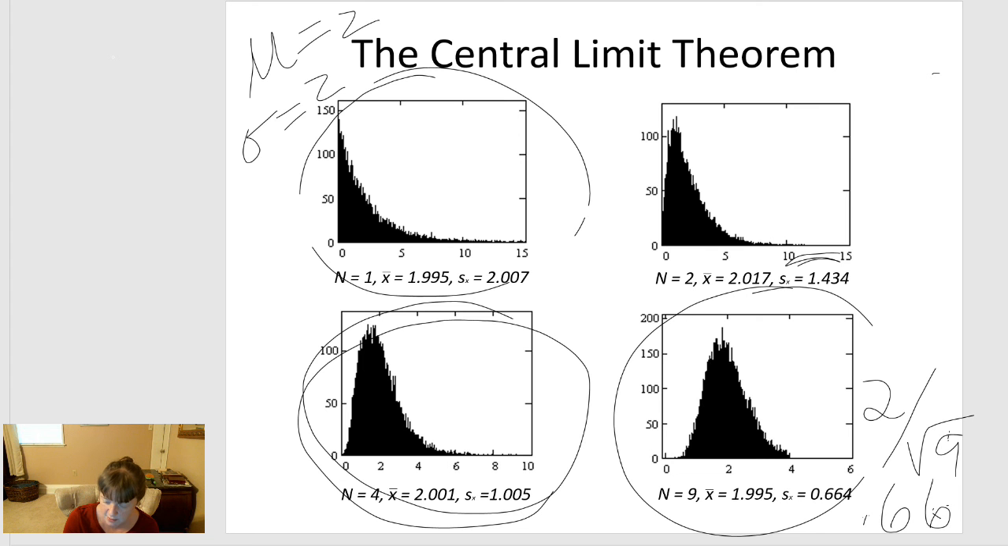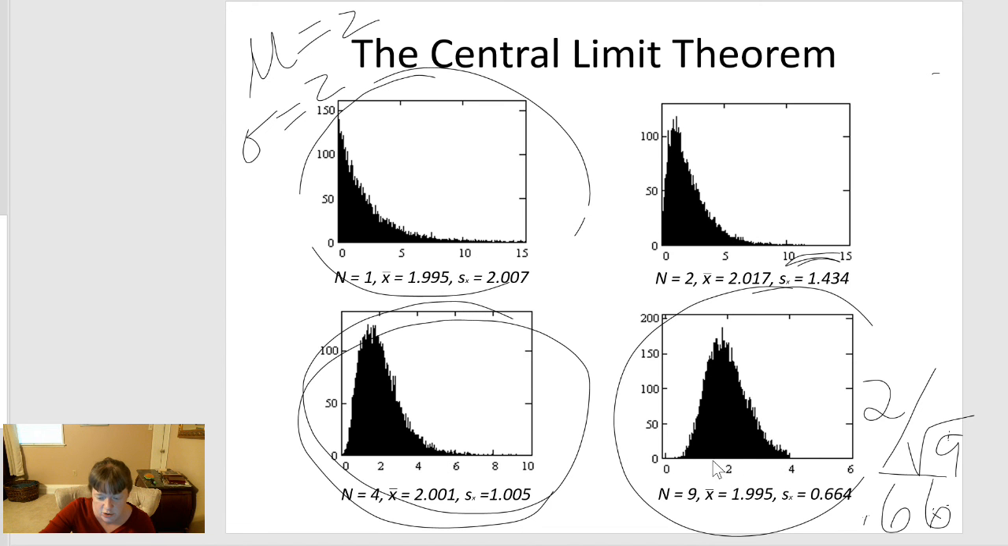0.666 and then forever and ever and ever. But you know, this actual simulation of an infinite number of samples has a standard error pretty darn close to what the central limit theorem said it would be. What do you know? And look, it's starting to look scary normal now. That's starting to look like a bell-shaped curve.